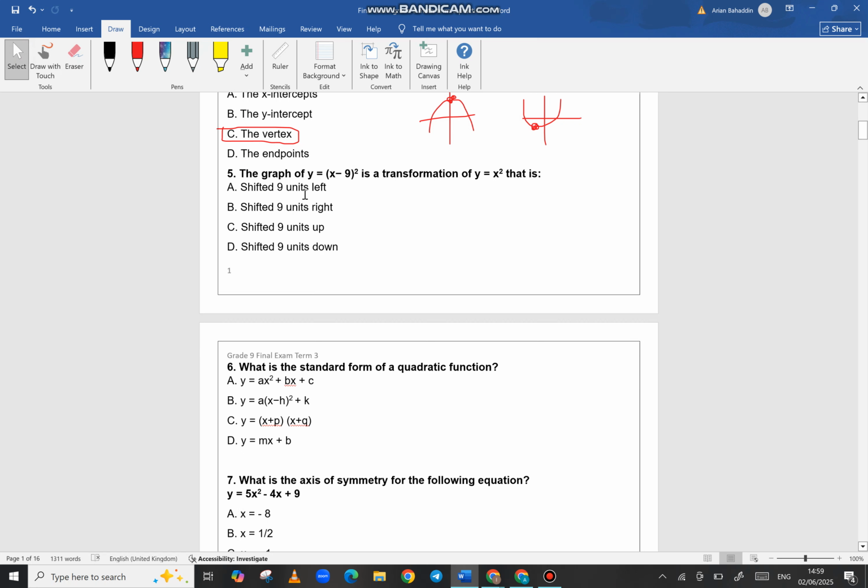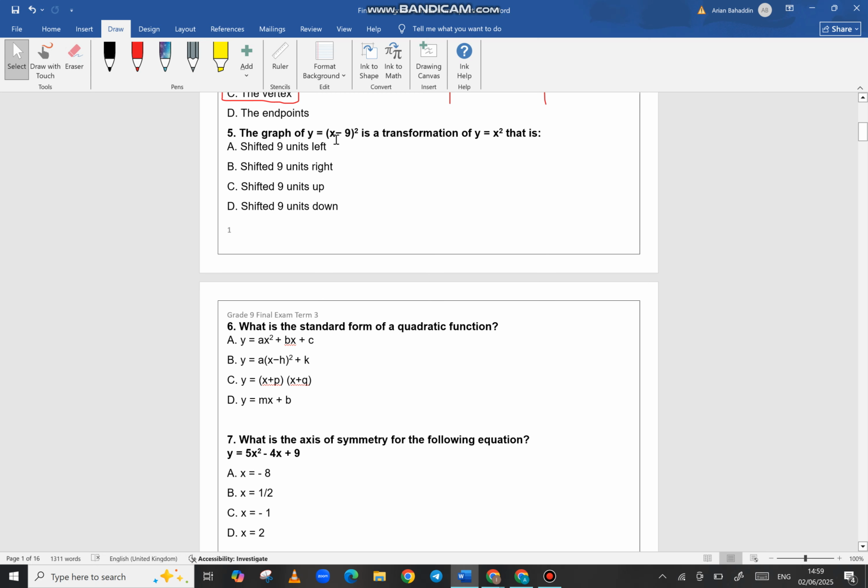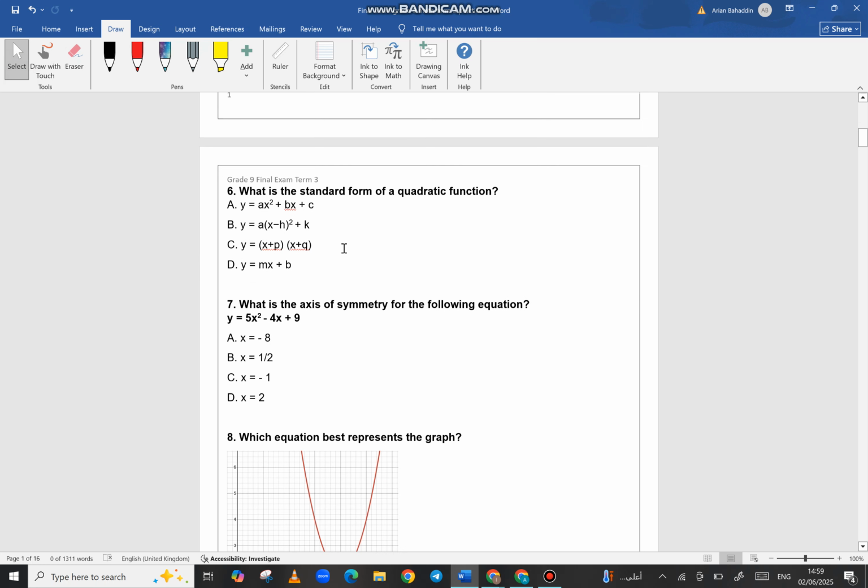Okay, next. The graph of y equals x minus 9 squared is a transformation of y equals x squared that is, now it's inside the bracket, it's going to be horizontal, left or right. If it's negative, it's going to be right. 9 units right. Easy. Okay, next.